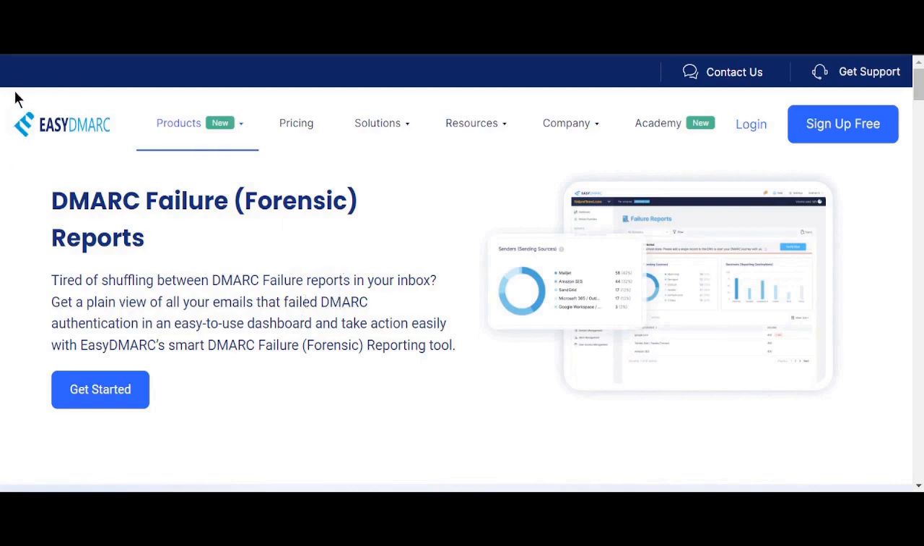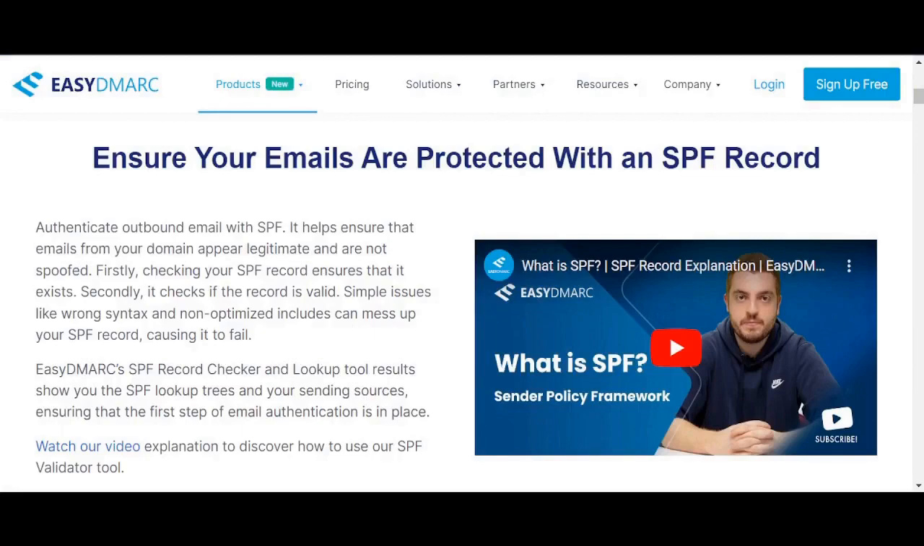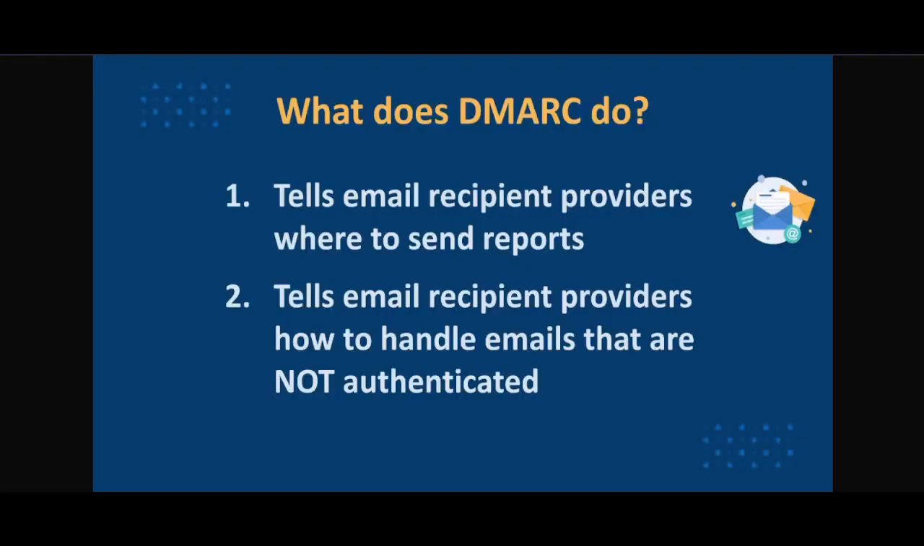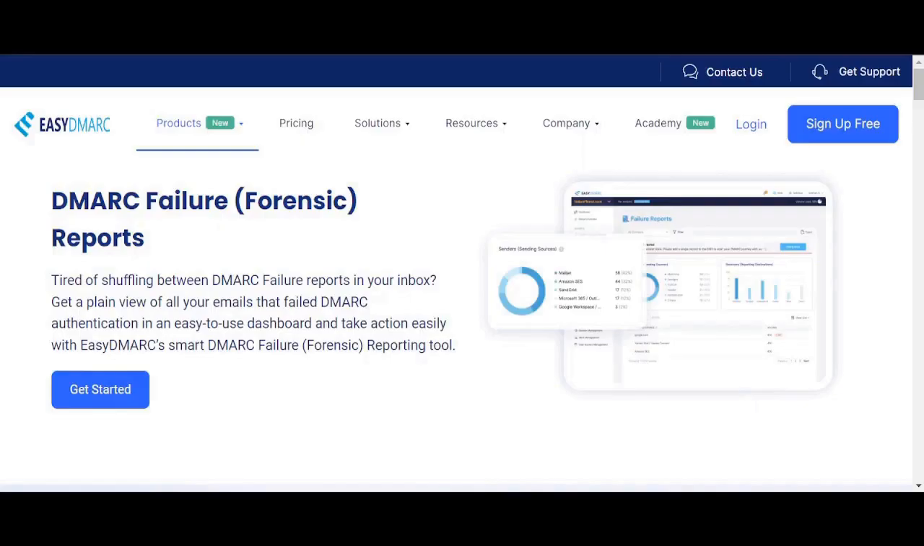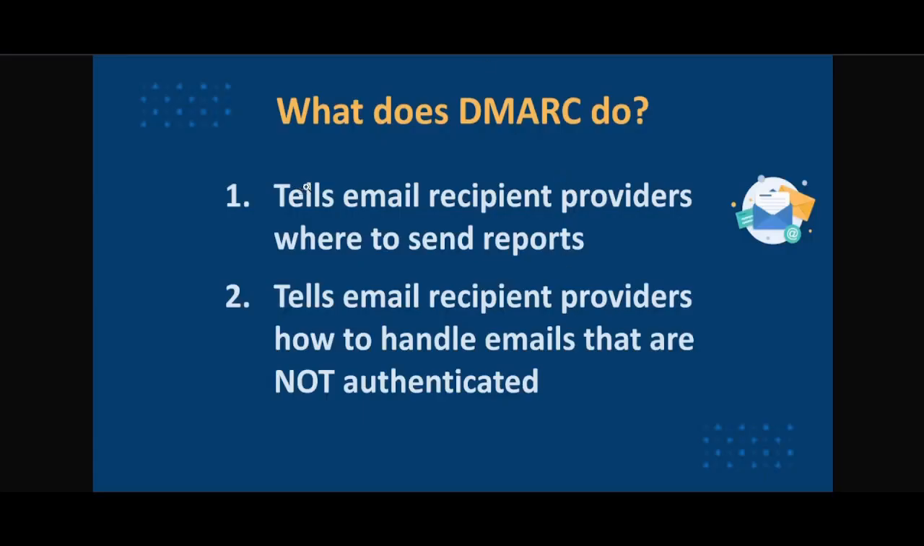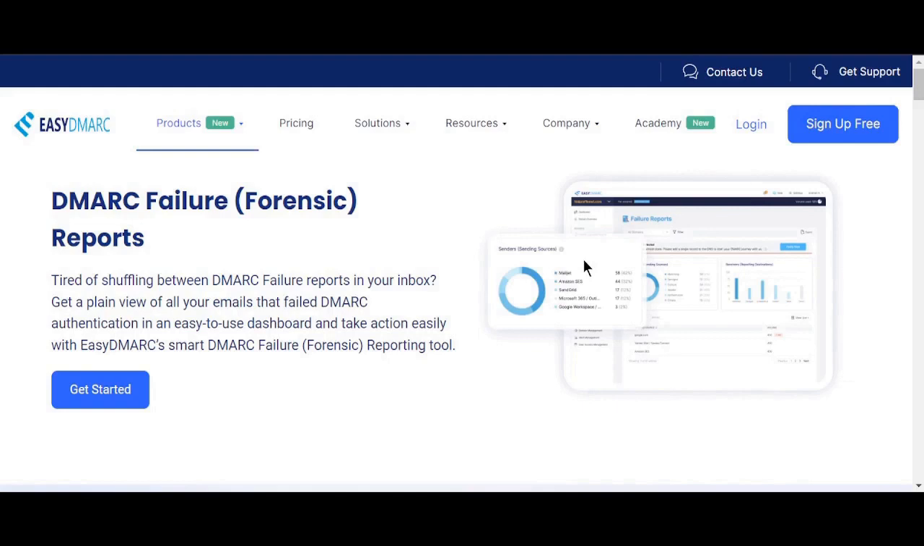So I always recommend setting up SPF and DKIM and a DMARC policy, and the DMARC policy tells you where to send the reports. I would always include emails for an aggregator, set up an aggregator account, and use those to make it easier for you to review those reports.